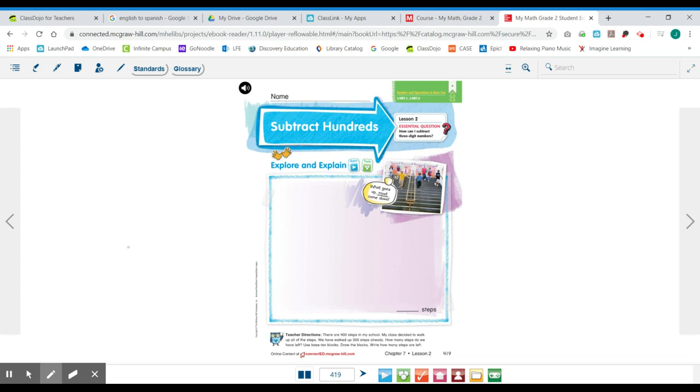Today we're going to practice subtracting hundreds. There are 400 steps in my school. My class decided to walk up all of the steps. We have walked up 300 steps already. How many steps do we have left?